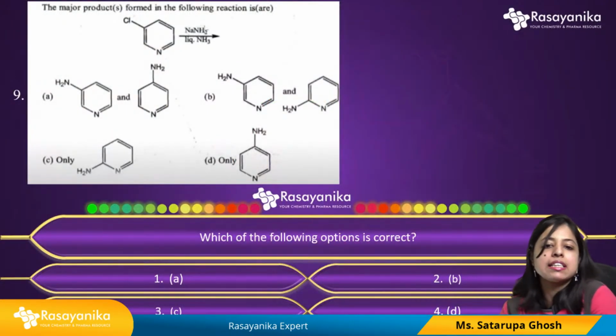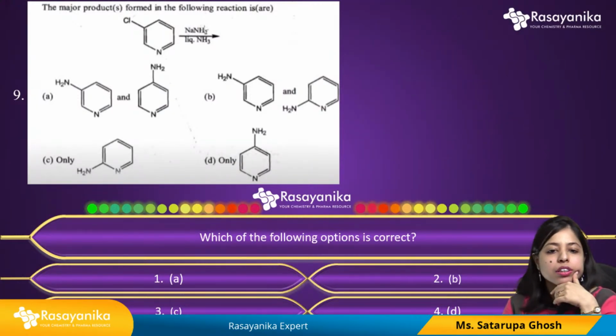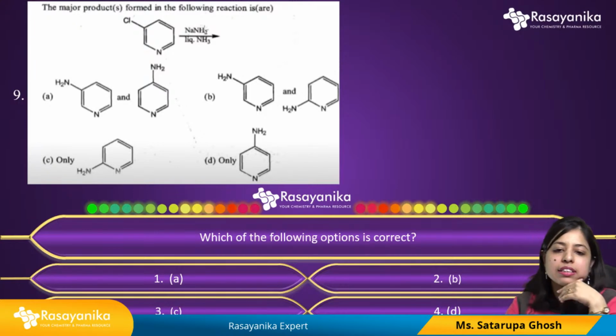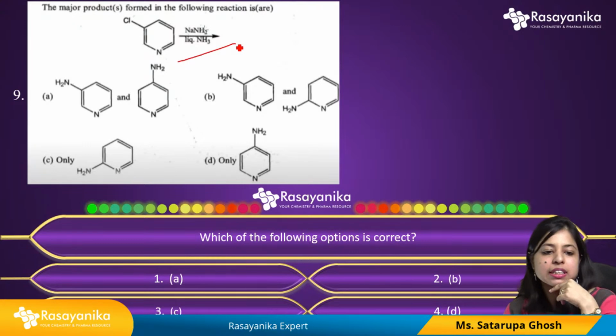The next question is also from the organic part. The major product formed in the following reaction is what? You are given a chloropyridine compound, and the reagent used is NaNH2 and liquid ammonia. So what is the correct option? Anyone?